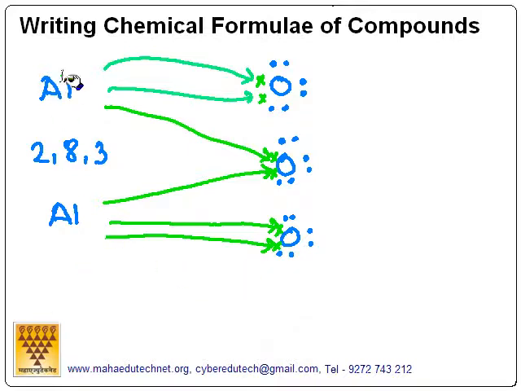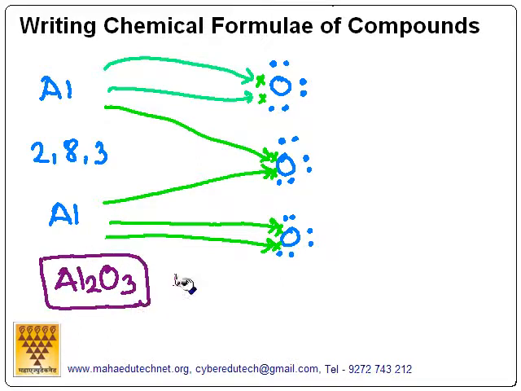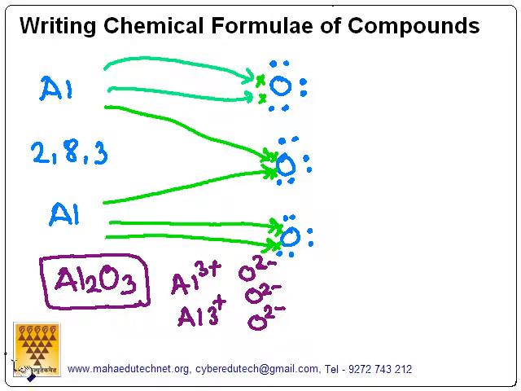Also the 2 aluminium atoms will attain the stable state by losing 3 electrons each, and the chemical formula of the newly formed compound will be Al2O3, in which each aluminium atom will carry a charge of 3 plus because it has lost 3 electrons each, and oxygen will carry a charge of 2 minus because each oxygen atom has gained 2 electrons.